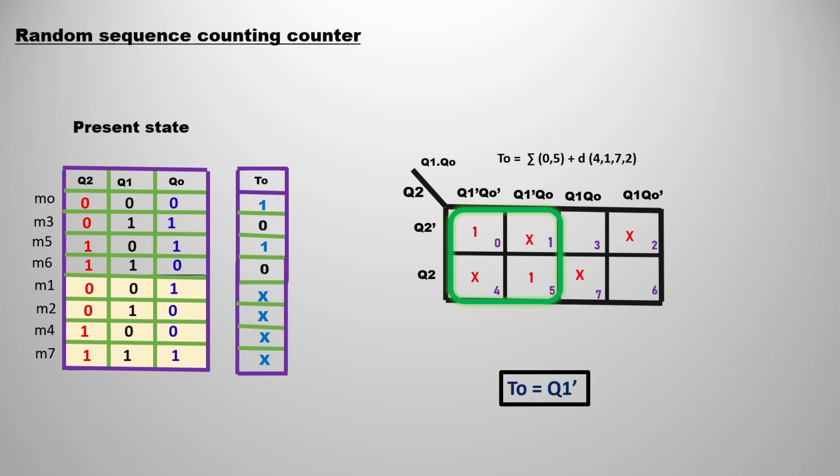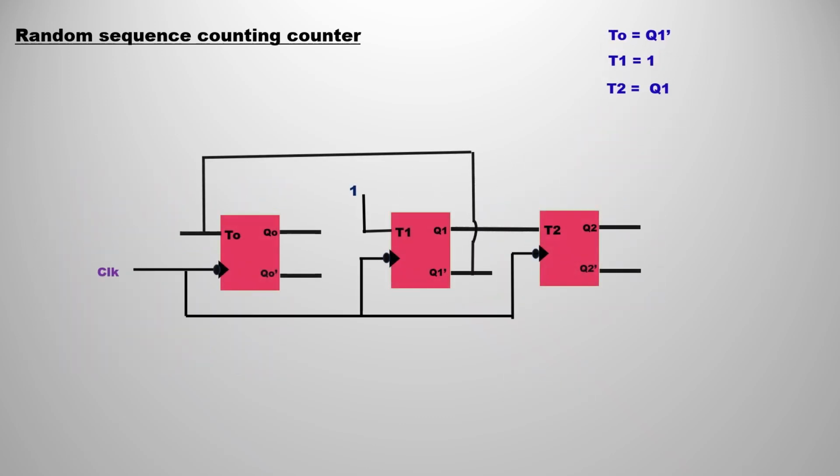For the last flip-flop, the input is T0. For T0, except 2 terms, all the terms are either don't care or 1. So if you place all the terms in the K-map, we are going to have a grouping of 4 elements, that is 0, 1, 4, 5. So T0 would be Q1 bar. Finally, we have all three inputs for the three flip-flops. That is T0 is equal to Q1 bar, T1 is equal to 1, T2 is equal to Q1.